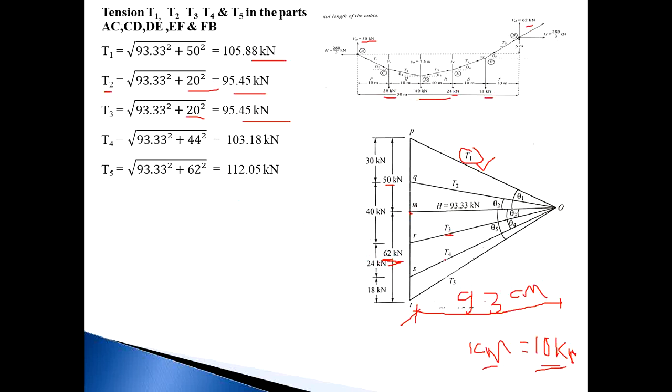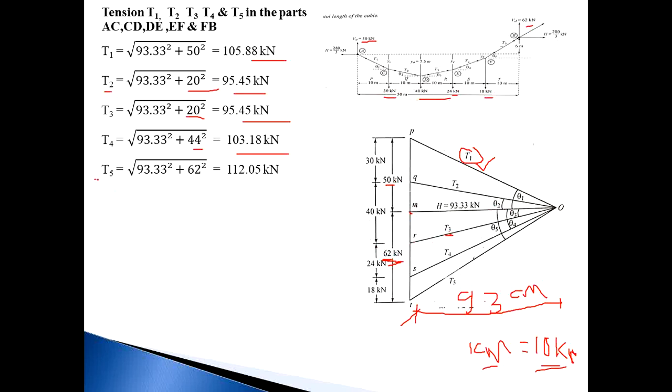Then next calculate T4. Now consider triangle SMO. I want to calculate the MS distance. The MT distance is 62 and ST is 18, so MS becomes MT minus ST. So 62 minus 18 is 44. Now T4 is equal to the square root of 93.33 square plus 44 square. So T4 becomes 103.18 kilonewton.